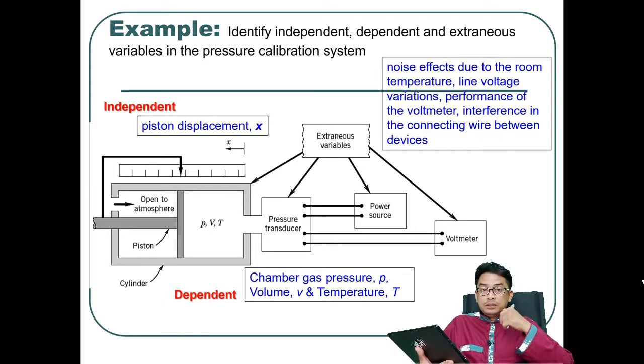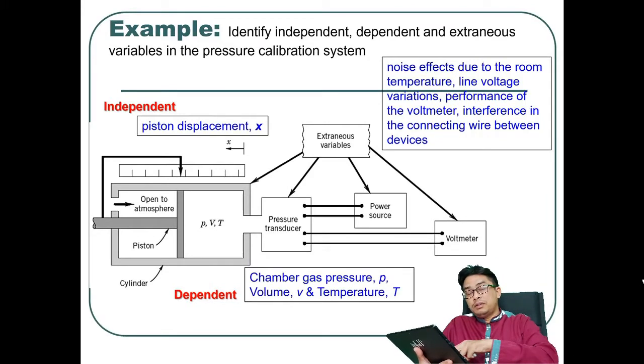Maybe this is noise, maybe this is a good variable that we need to measure. But it's not the first thing that is important that we design during the measurement, which is the X as the independent variable, and the three variables that are directly affected: pressure, volume, and temperature.